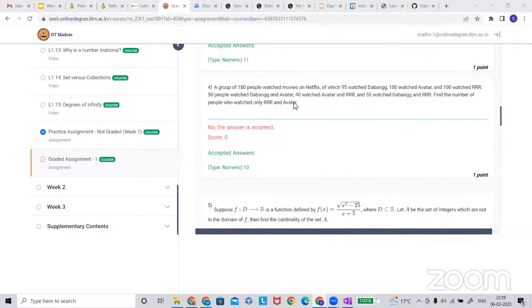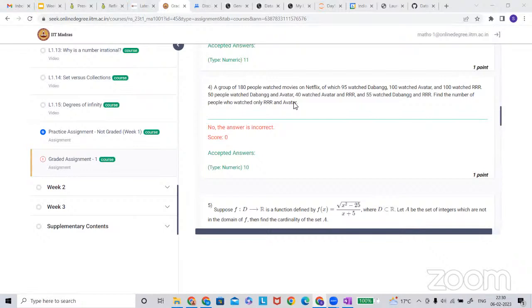See, in this fourth question, find the number of people who watched only RRR and Avatar. I had a little ambiguity there. How I understood it was people who watched just RRR, one set, and Avatar, the next set. So I calculated these two and gave the answer. But it asks for the intersection of RRR and Avatar, but not the other movie. That would have been more clear. So I just missed a point there, and I wanted to highlight the ambiguous statement to you.